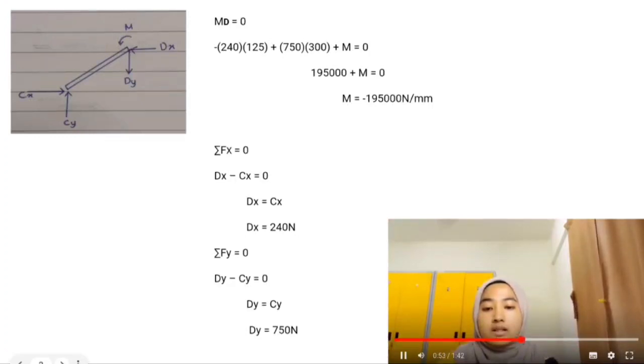Next, we want to calculate the forces support at pin D. So we use Fx equals to 0 and Fy equals to 0. For Fx equals to 0, Dx minus Cx equals to 0. Dx equals to Cx, and the total of Dx is equals to 240 Newton. For Fy equals to 0, Dy minus Cy equals to 0, Dy equals to Cy, and the total of Dy is equals to 750 Newton.